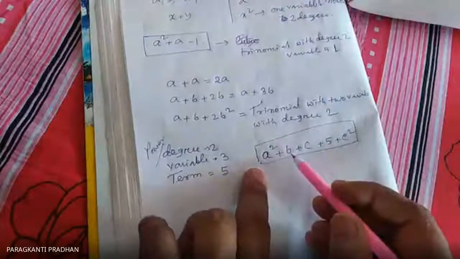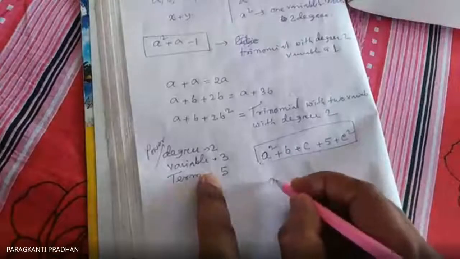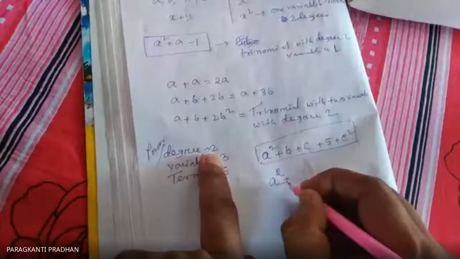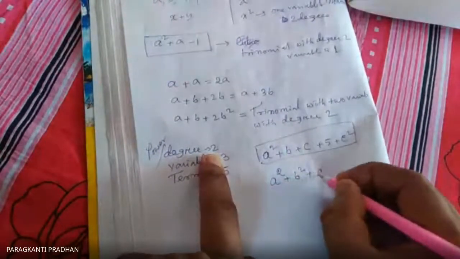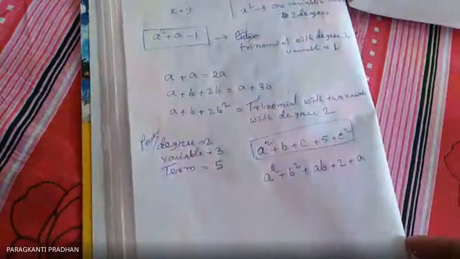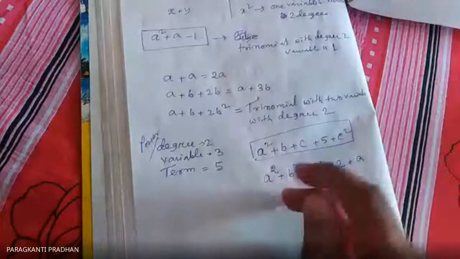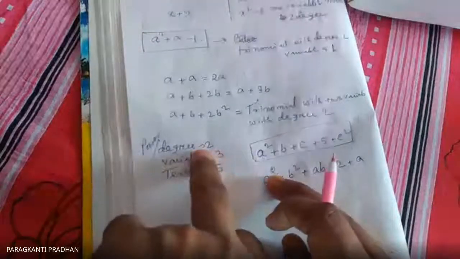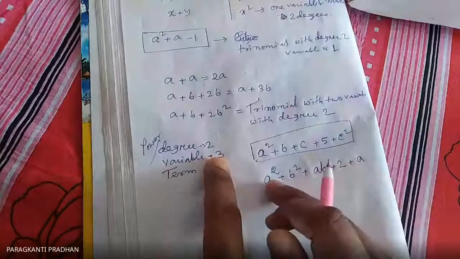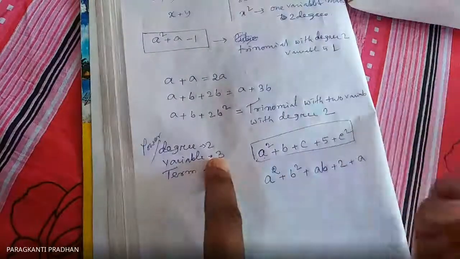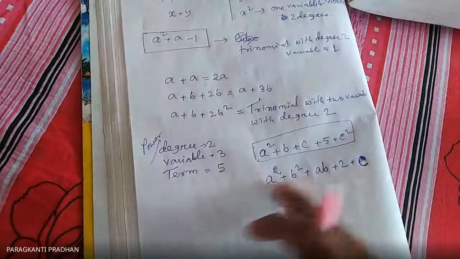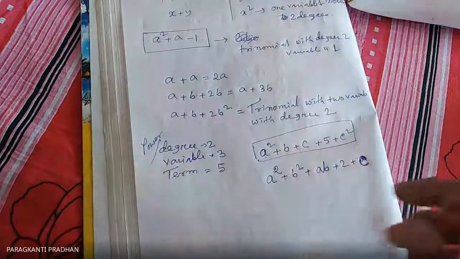A square plus b. Now I have written another one. Suppose a to the power, the maximum power is the degree, plus a square plus b square plus ab plus 2 plus a. You can write this also, but here look, the maximum power is 2. Terms also 1, 2, 3, 4, 5, but the variables are not 3. The variables are a, b and a, but another variable is not there. So if we write another variable c here, then this will be 5 terms, variable 3 and degree 2.